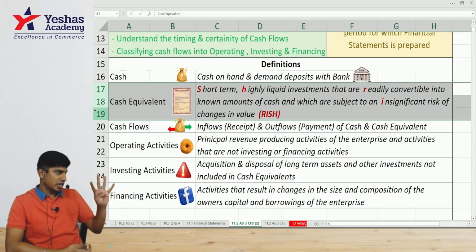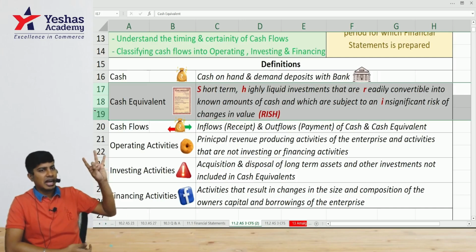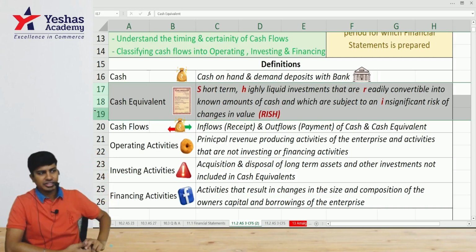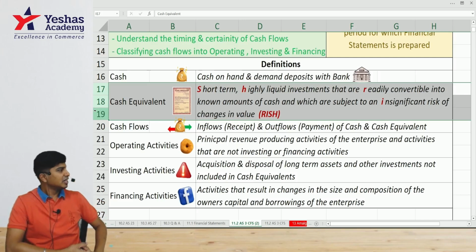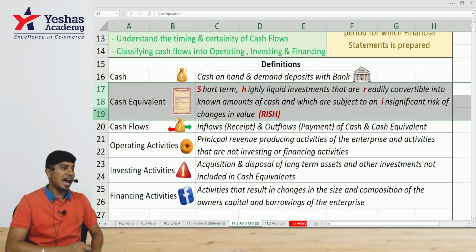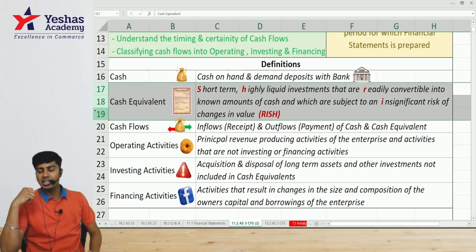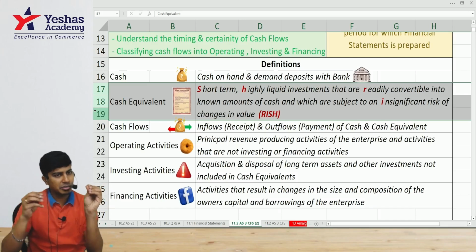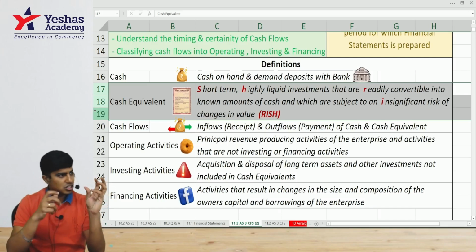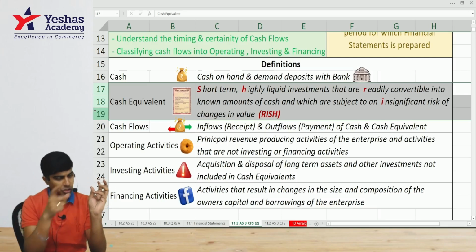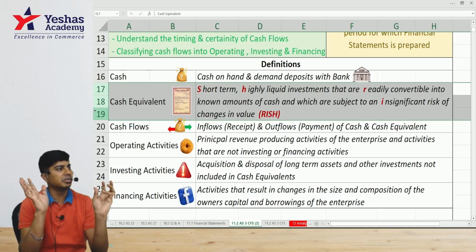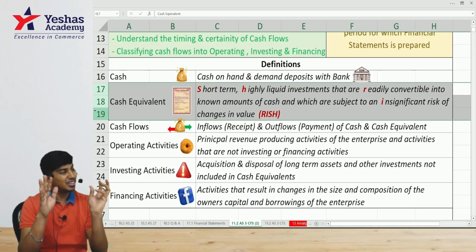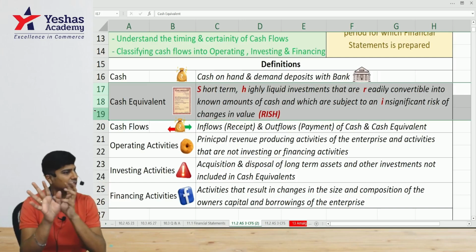The acronym to remember the definition of cash equivalent is RISH. R-I-S-H. There are 4 conditions. If all 4 conditions are ticked, it will become cash equivalent. Even if one out of 4 is not ticked, it will not be cash equivalent. R: readily convertible. It is not cash, but it can be converted into cash immediately. There is no one stopping you; a ready market is available for you to convert.